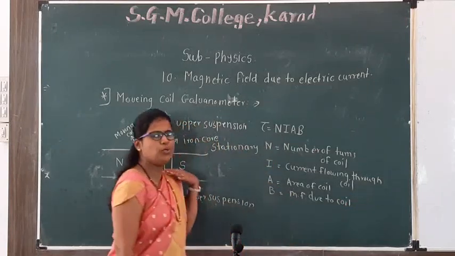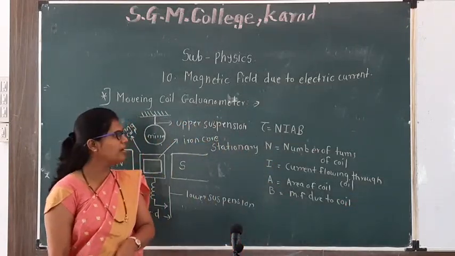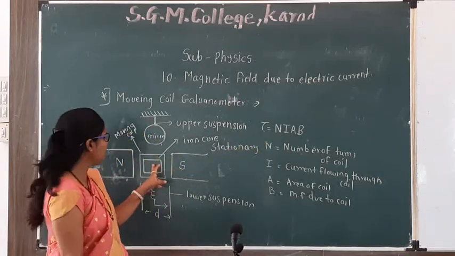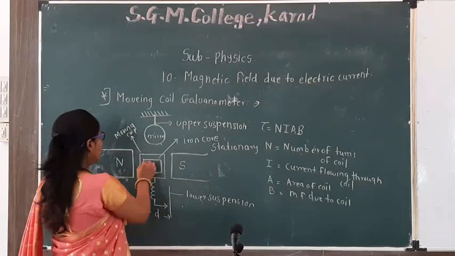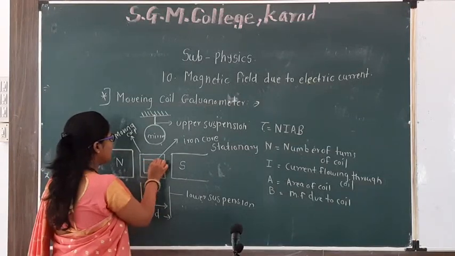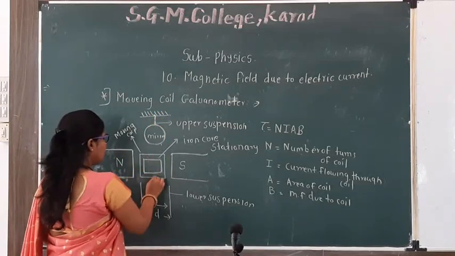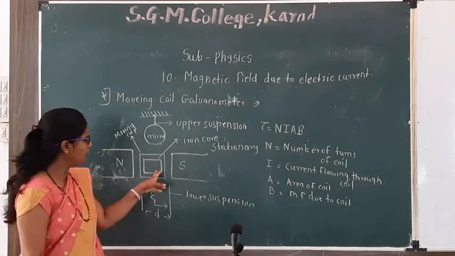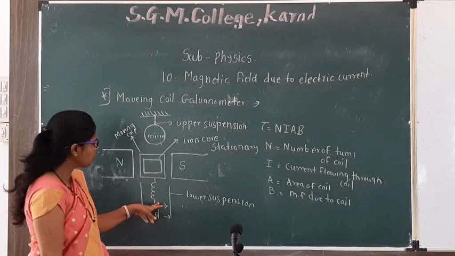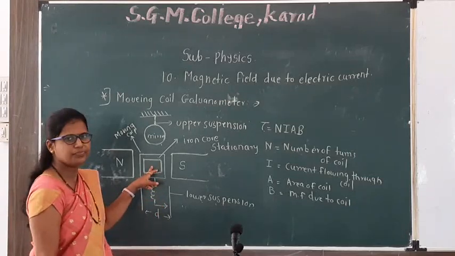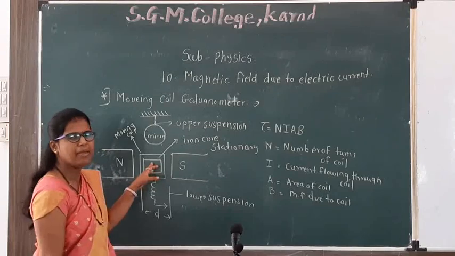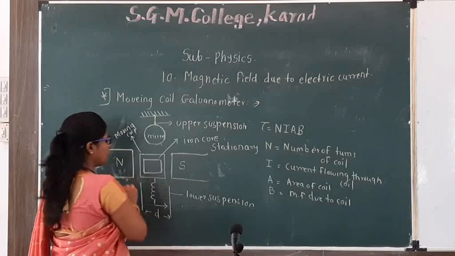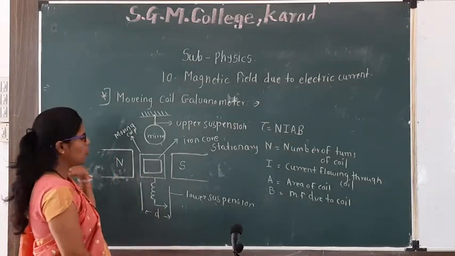Here, sin theta is equal to what? The field is radial, so the torque is produced in between the two pole pieces of the magnet inside this coil. Now this torque is balanced by the spring, which is attached to the moving coil. That counter torque is produced, and this counter torque is balanced by the magnetic torque.